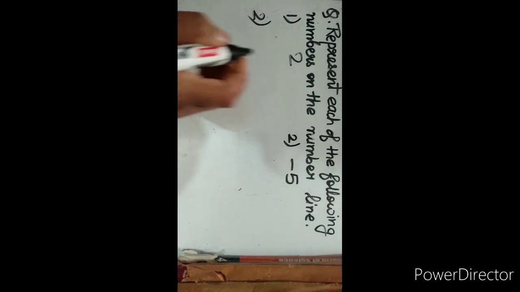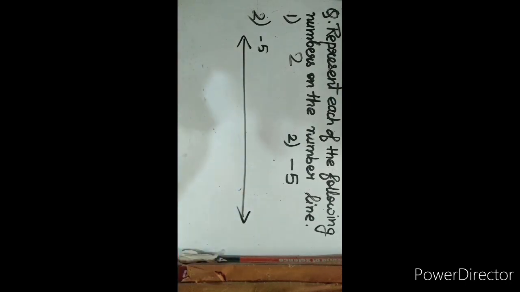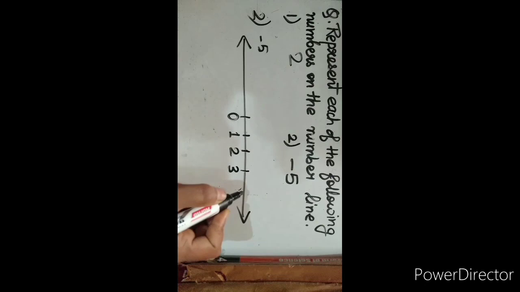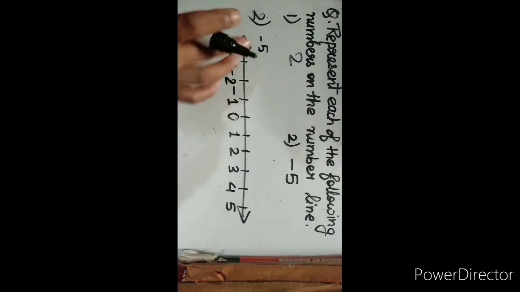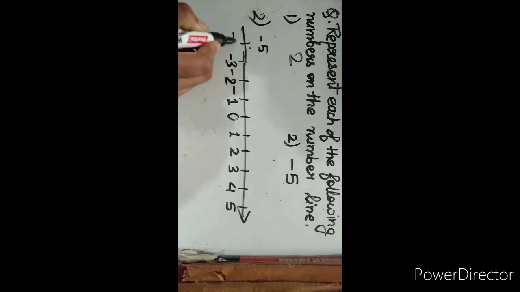Now question number 2 is we have to represent -5. So again we have to draw a line, mark a point and take 0. Again we have to take equal distances of 1 unit as 1, 2, 3, 4, 5, -1, -2, -3, -4, -5.